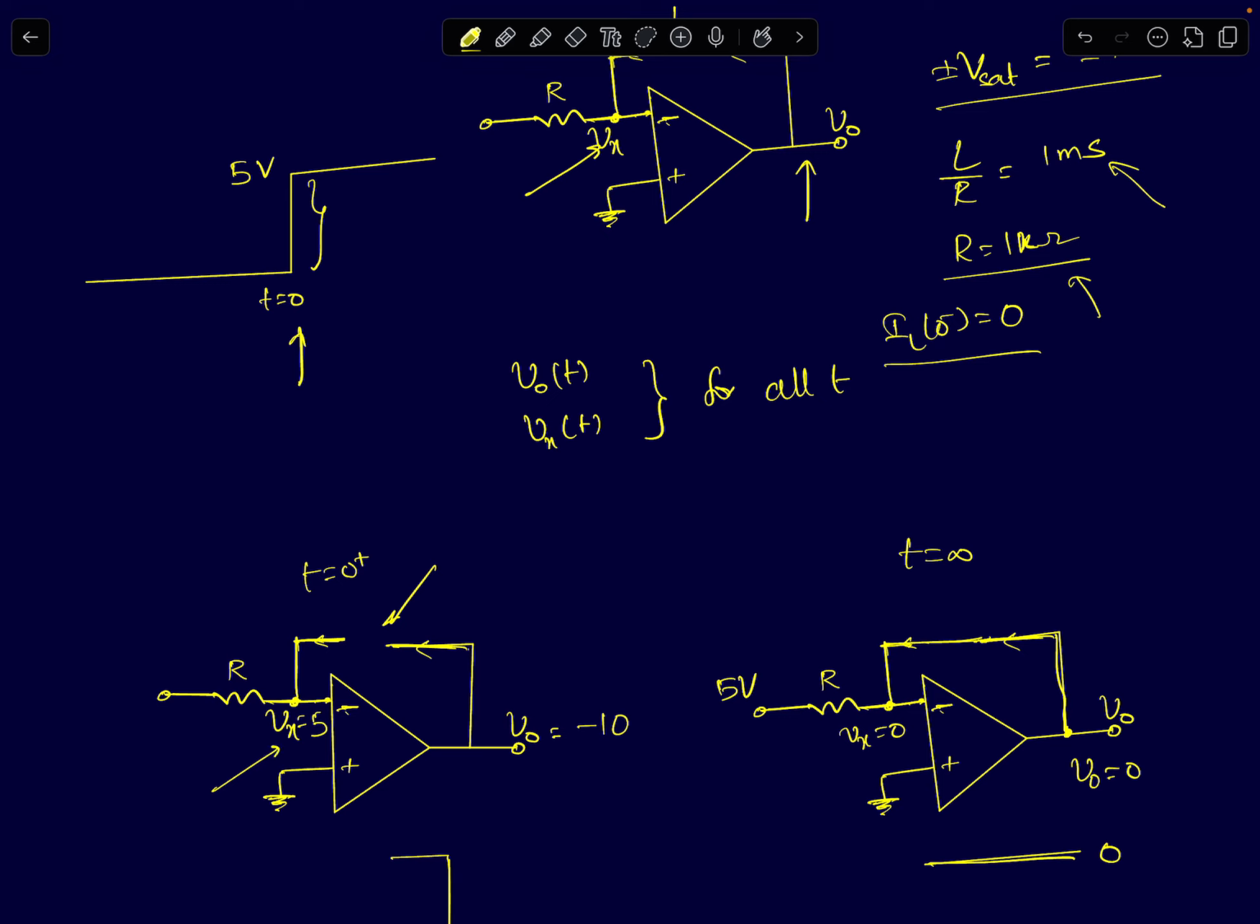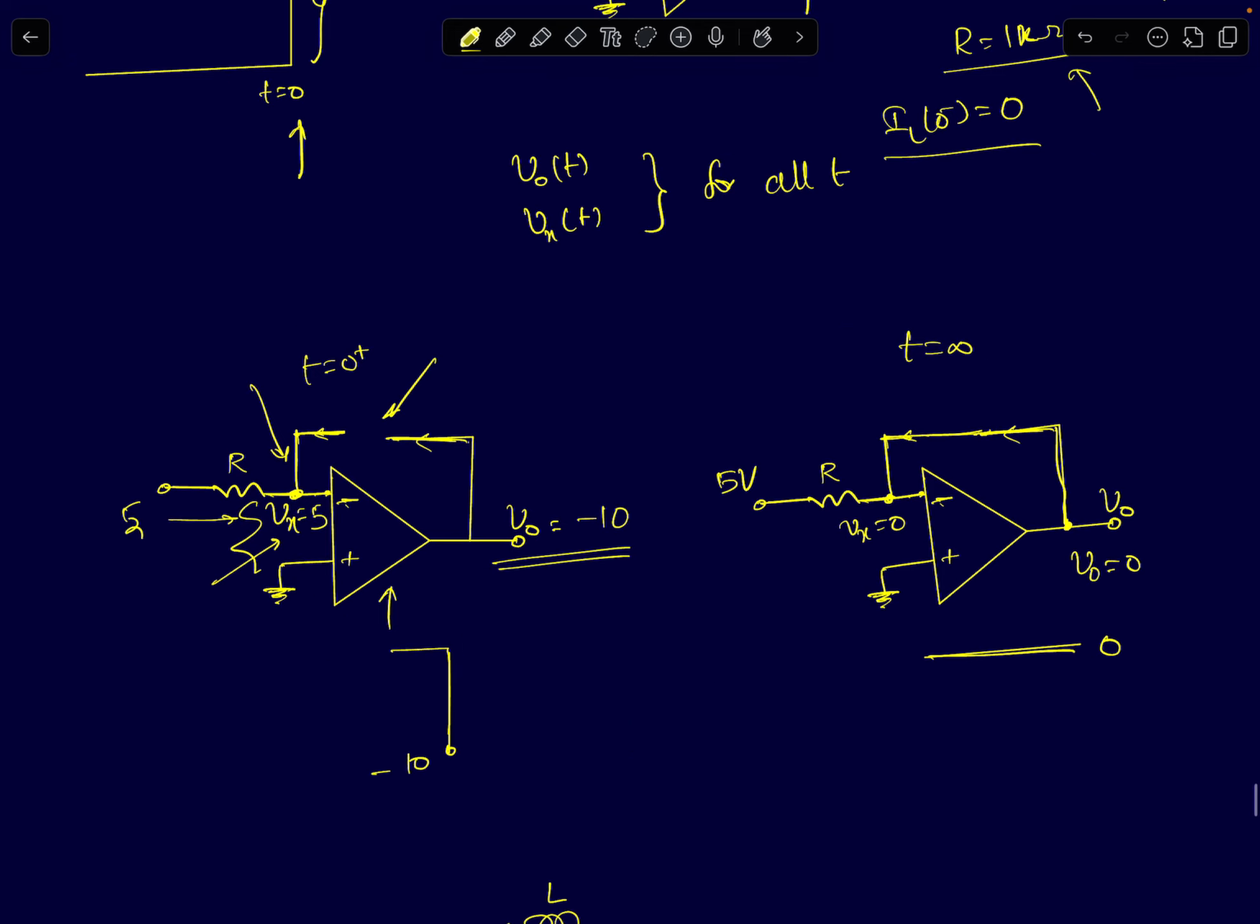So the inverting node voltage Vx of t will come to 5 volts. The input is at 5, and this node will also come to 5, since there is no path for the current. That's like a huge negative differential input appearing across the op-amp's inputs. So that will lead to the op-amp saturating at the negative rail, which is minus 10 volts. So initially the op-amp output suddenly jumps to minus 10 volts when the step arrives.